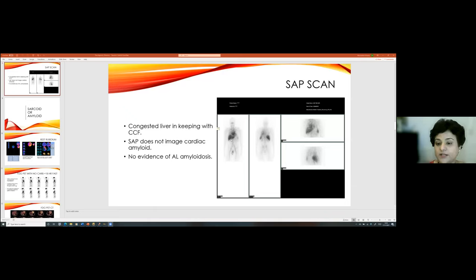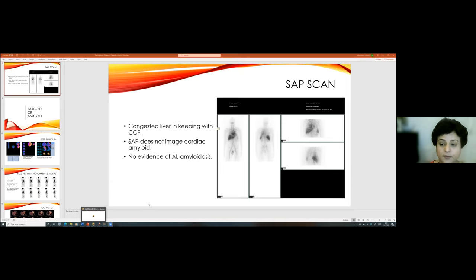And once again, on their scan, there was some hepatic congestion. That's why you see uptake in the liver, and there was some uptake in the heart, but SAP is not an ideal agent for looking at the heart. So AL amyloidosis was excluded. So both of these pathologies were excluded. And so this is the situation.